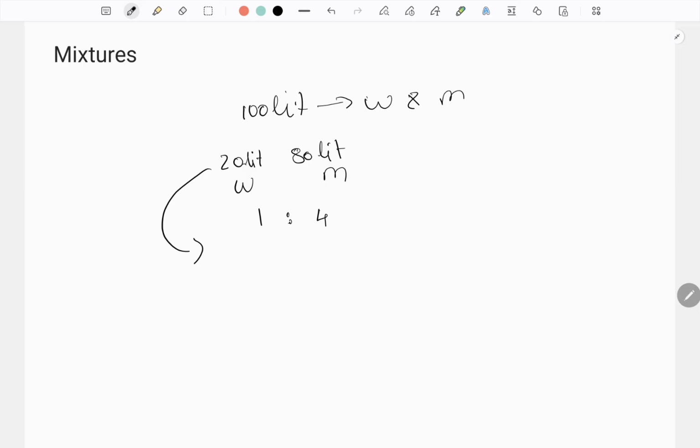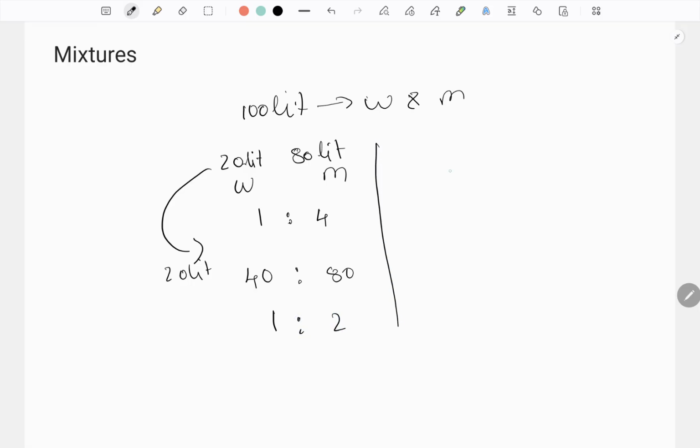then what will be the ratio of milk and water? The 20 liters of water I added, so 20 plus 20, 40. 40 is to 80. Now what is the ratio? 1:2. So now how will the question be?